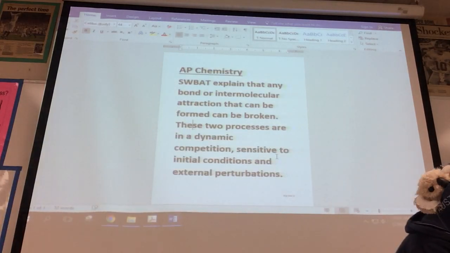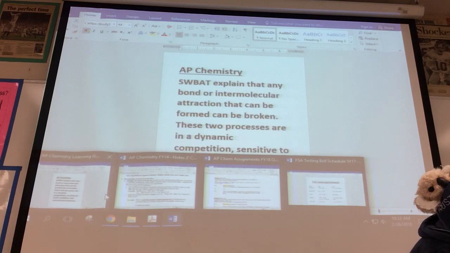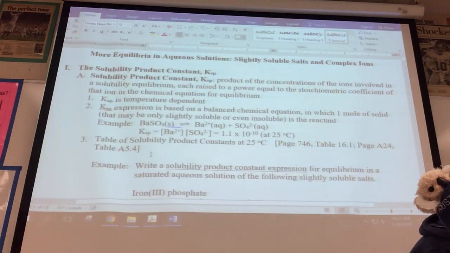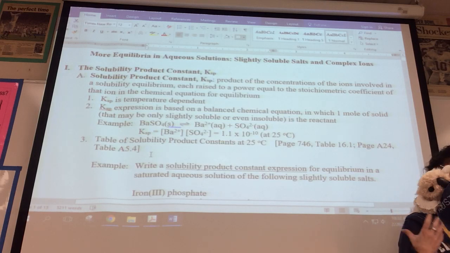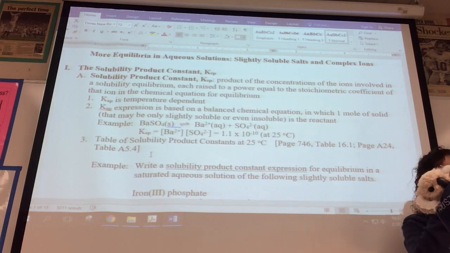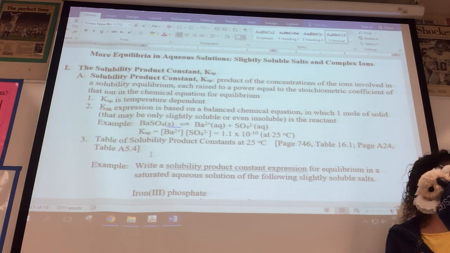So we talked about solubility earlier in the year, and we know that certain substances are always water soluble. For example, all nitrate containing compounds are water soluble, all group 1 containing compounds are water soluble, all ammonium containing compounds are water soluble. So we're going to be staying away from the soluble ones, and we're going to look at the ones that are barely soluble or slightly soluble.